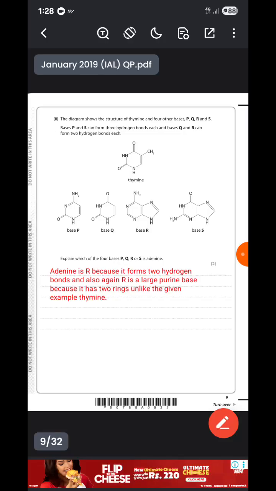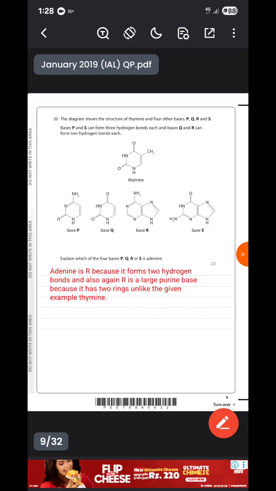Roman numeral 2. The diagram shows the structure of thymine and 4 other bases, P, Q, R, and S. Bases P and S can form 3 hydrogen bonds each, and bases Q and R can form 2 hydrogen bonds. Explain which of the 4 bases, P, Q, R, or S, is adenine.